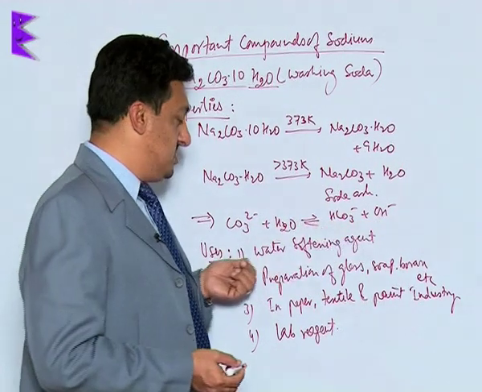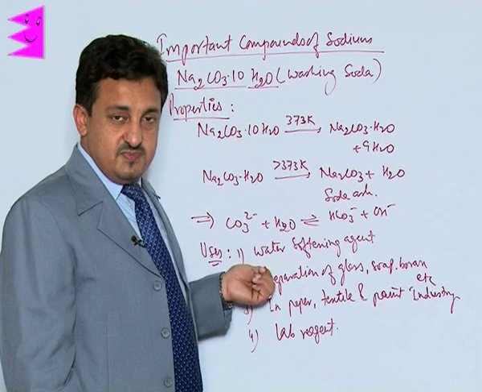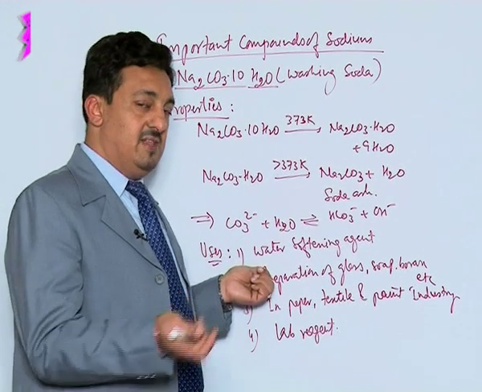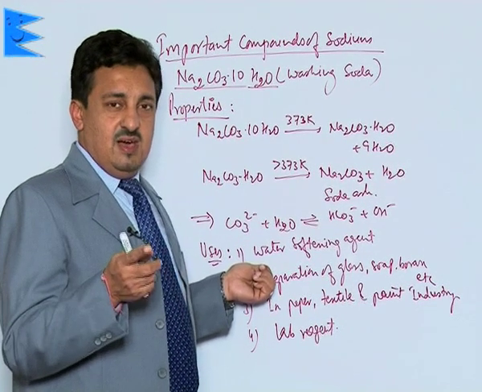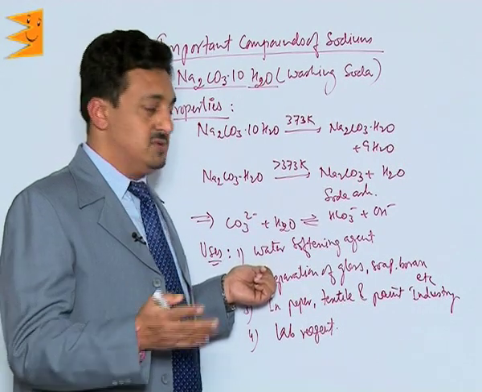Now, let us see the uses of this salt, this compound. It is used as a water softening agent. But the most important reason is that the sodium ion shows ion exchange with calcium and magnesium. This we have done in the chapter on hydrogen.